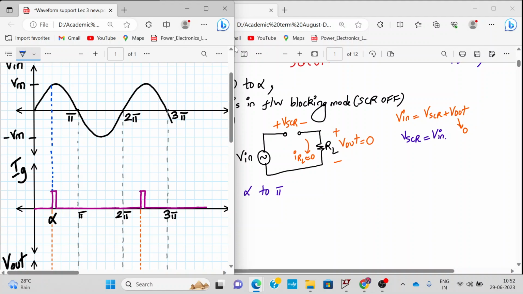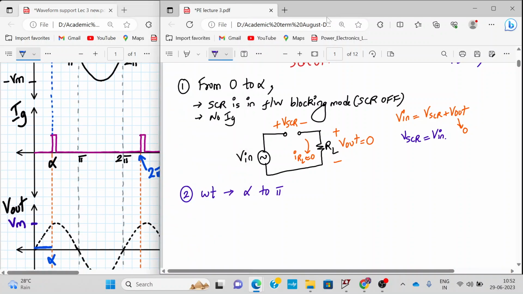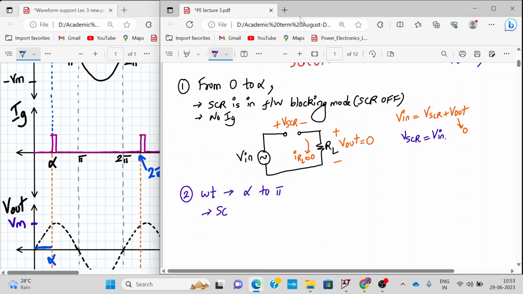Alright. So here you can see there is a second trigger pulse over here. So this is 2 pi plus alpha. This is 0 to alpha, alpha to pi, pi to 2 pi, 2 pi to 2 pi plus alpha, and then 3 pi. Alright. So let's see what happens when omega t varies from alpha to pi. Since both the conditions are satisfied, that the SCR is in the forward blocking mode and the gate trigger pulse is applied, we can say that the SCR is in forward conduction mode.